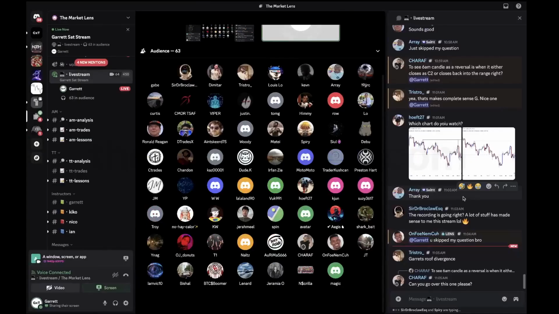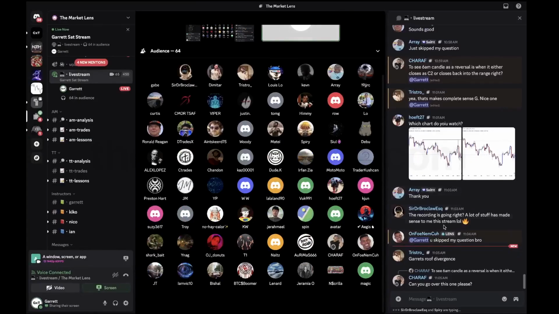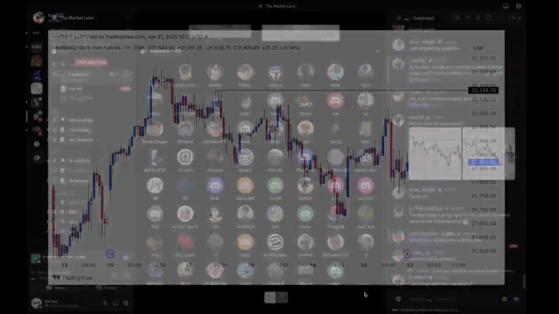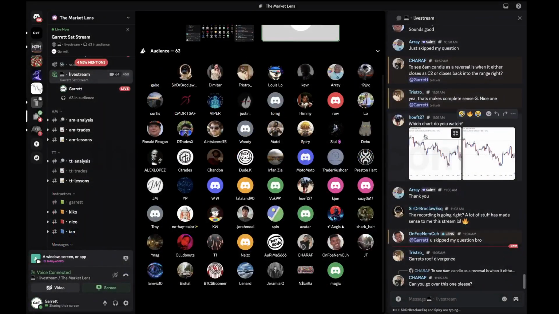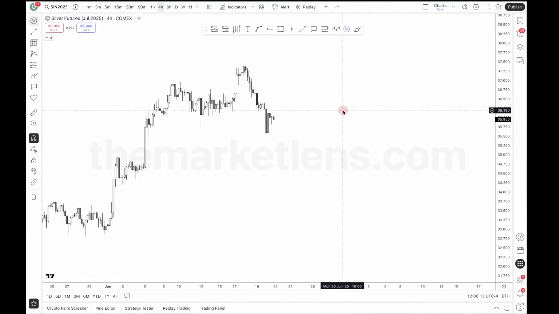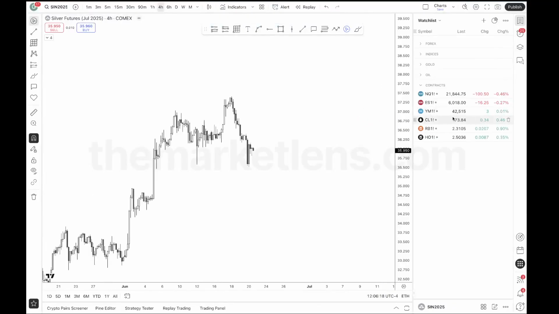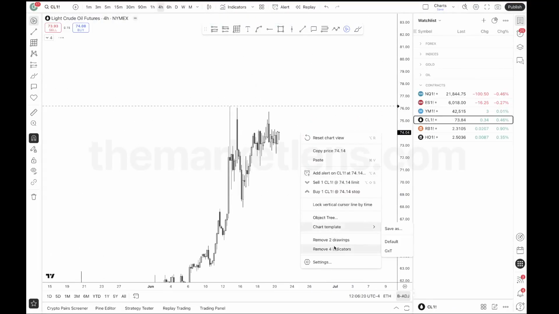It's an SMT. Garrett's roof divergence, yeah. But you see it. There's also different types of SMT and stuff like that, but I don't teach all of that here. You don't need to know all of it either. But yeah.